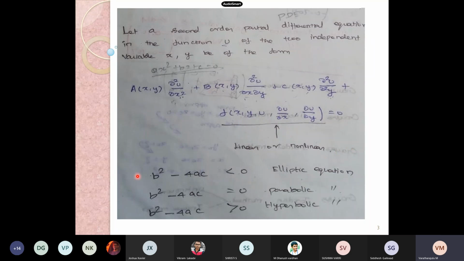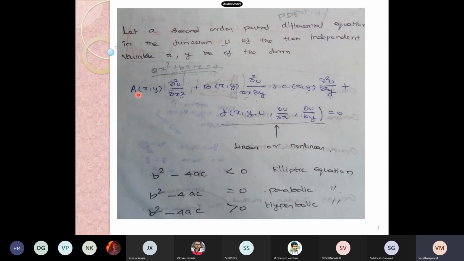If b square minus 4ac is less than 0, then these types of equations are called elliptic equations. If it is equal to 0, then that is a parabolic equation. If it is greater than 0, then that is a hyperbolic equation. So these partial differential equations seem in the form of our regular polynomial equations. Instead, we have coefficients like a, b, c. We have a of x comma y, since x and y are independent variables, and we have the partial differentiation.